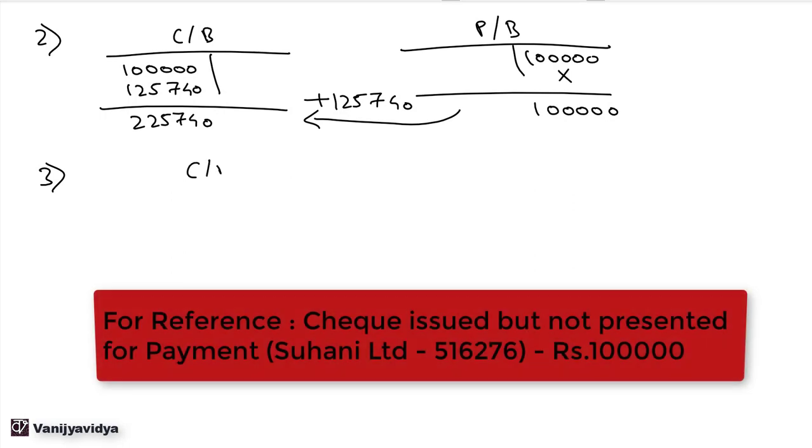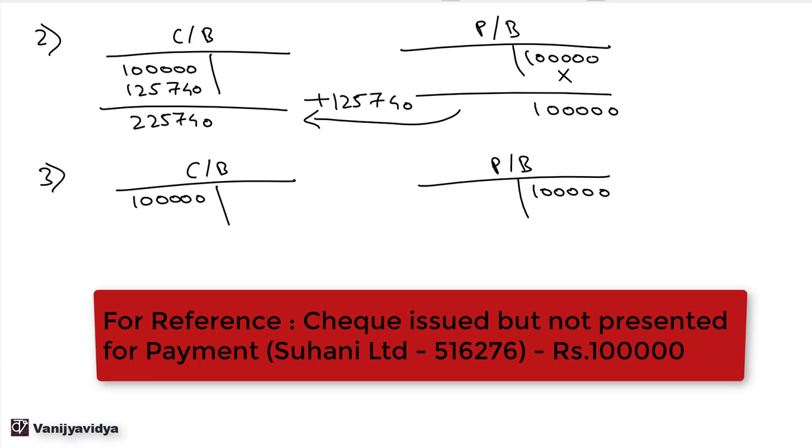3. We have cash book and passbook. So the balance is 1 lakh debit as per cash book, 1 lakh credit as per passbook. Now there is a check which is issued and recorded in the cash book, 1 lakh. There is no entry in the passbook. So the balance in the cash book is 0. Balance in the passbook is 1 lakh.